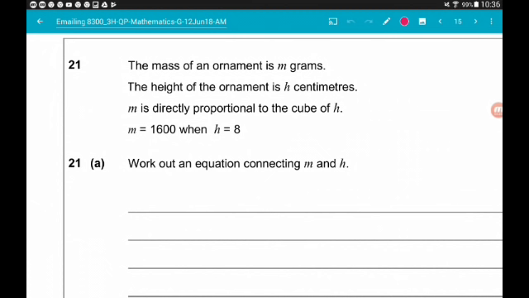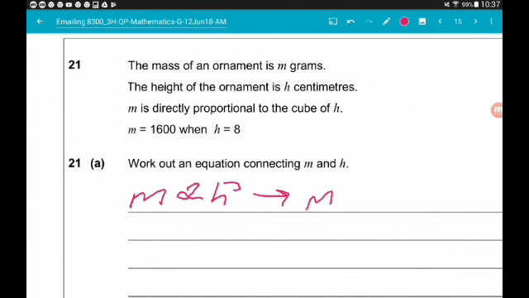M is 1600 when h is 8. We want to work out an equation linking m and h. So, first of all, the proportion is direct. M is directly proportional to h cubed. So really the first thing we should write is m is proportional to h cubed. So that's the proportion.